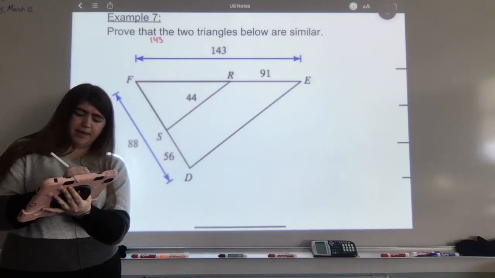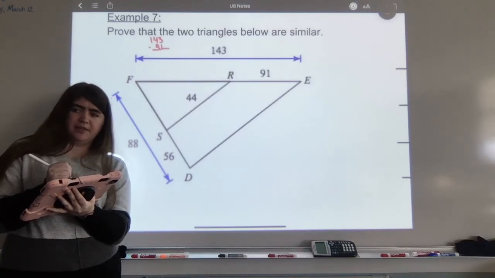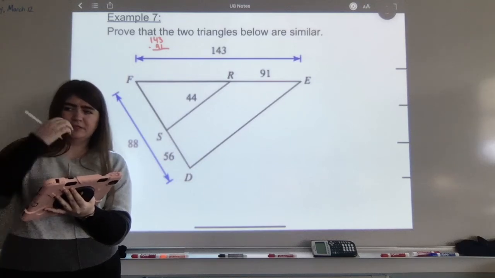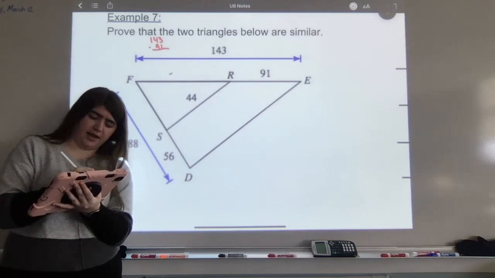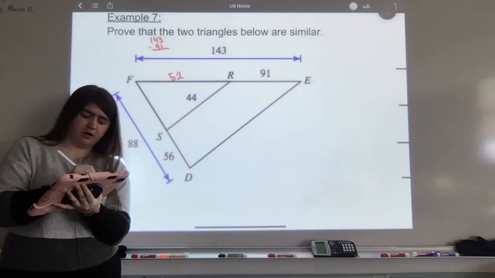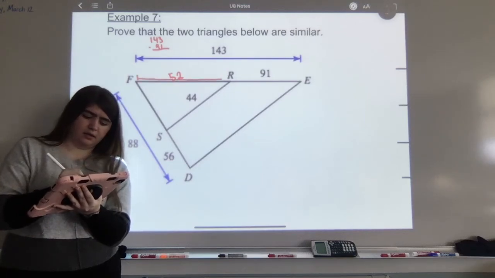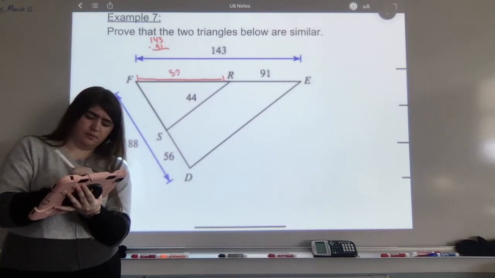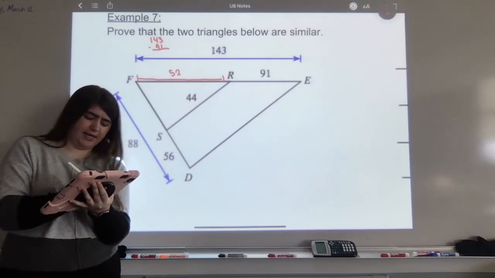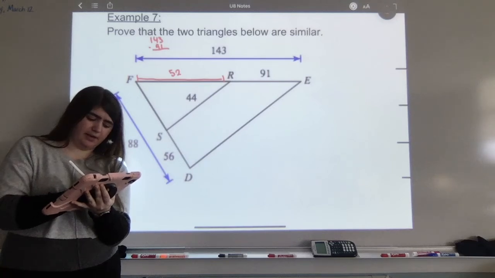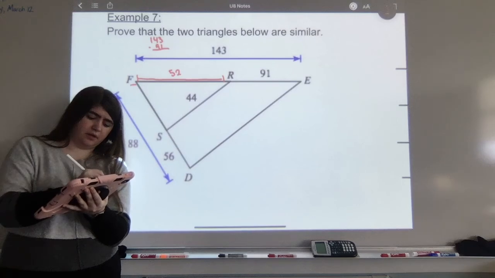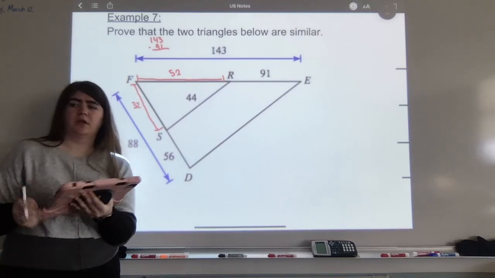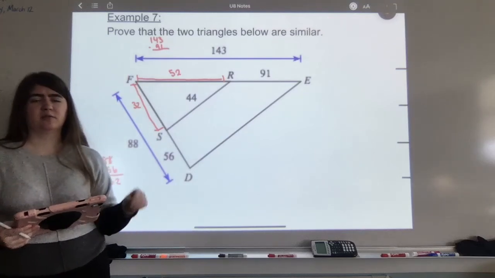143 minus 91 gives me 52 for this side here. So FR, this length, is 52. Then I have 88 minus 56, which gives me 32. So the length from F to S must be 32. Those are my missing side lengths.